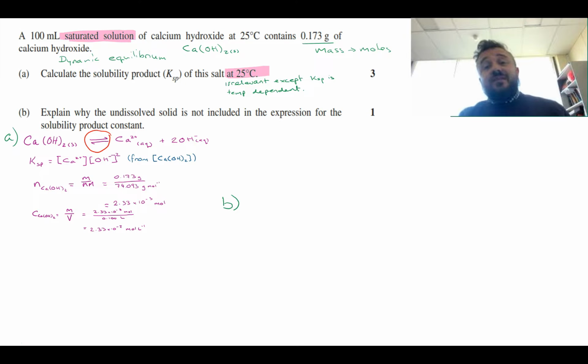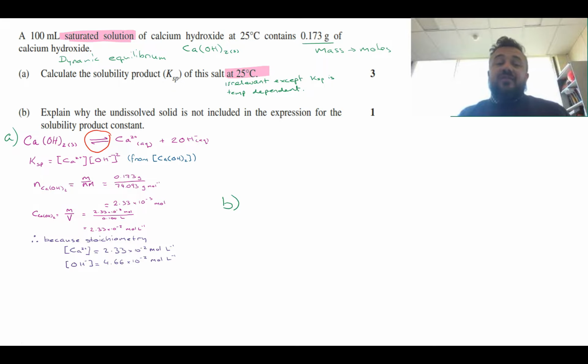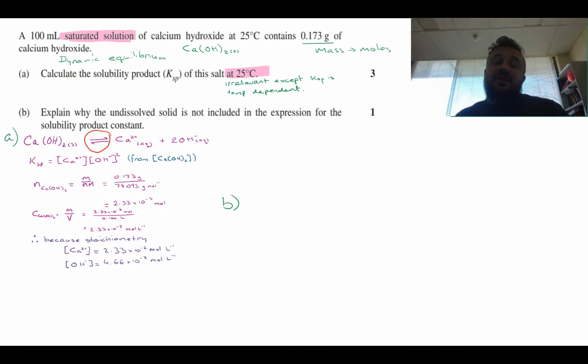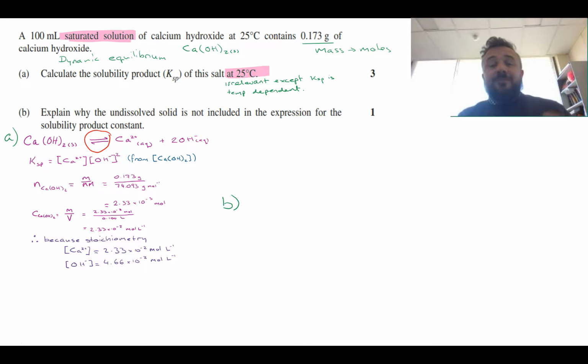So, for reasons like stoichiometric relationships, we can work out what our concentrations of calcium and hydroxide are. The relationship for calcium to calcium hydroxide is 1 to 1. So, nice, 2.33 times 10 to the negative 2. Whereas our relationship for hydroxide is 2 to 1, so it's a double. So it becomes 4.66 times 10 to the negative 2. And that's because of this little 2 up here.